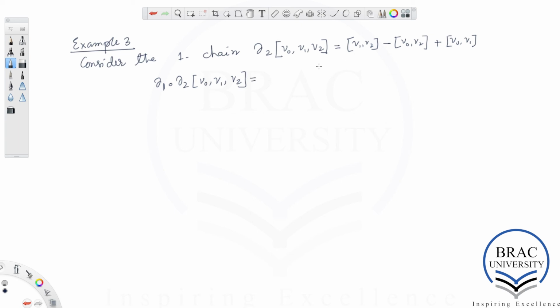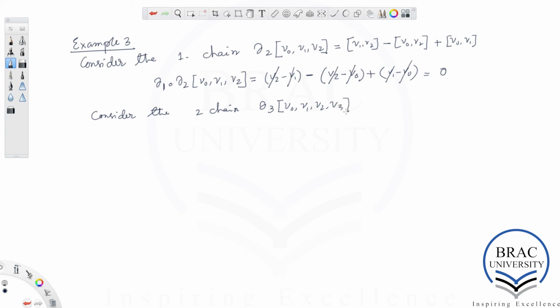This is equal to, when delta 1 hits this v1, v2, this gives us v2 minus v1. And then there is a minus in front, so this gives us v2 minus v0. And then we have v1 minus v0, okay? V2 cancels against v2 here, v1 cancels against this v1, and plus v0 cancels against minus v0, so that we have a 0 on the right. All right, so we see that the boundary of a boundary is 0. So now for the two chain, consider the two chain del 3, v0 v1 v2 v3. It's a two chain, right?